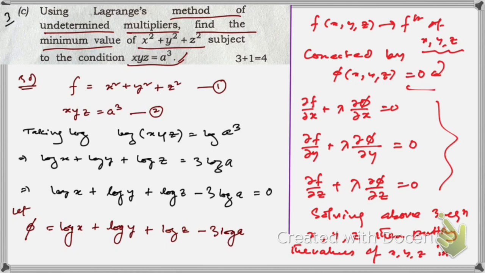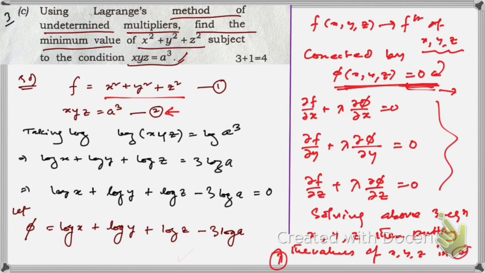Suppose this equation. If you use the value of x, y, z in this above equation, in our case this is equation number 2, then you will get the value of lambda, and then again if you put the value of x, y and z here, you will get the minimum value. So that is the idea here.